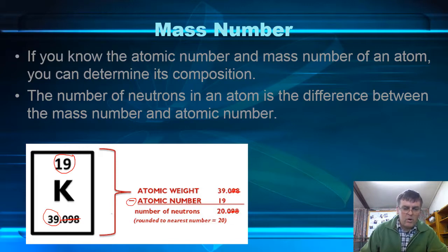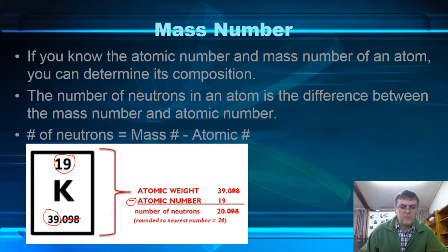If you're wondering about that 0.98, most potassium atoms have 20 neutrons. There's a few that actually have 21. When they average it out, we get an average number of neutrons of 20.098, but if we just stick to the number before the decimal point, it keeps it simple and easy. If you want to learn more about isotopes, stick with the chemistry topic and we'll get more into that later on. So number of neutrons equals the mass number minus the atomic number.